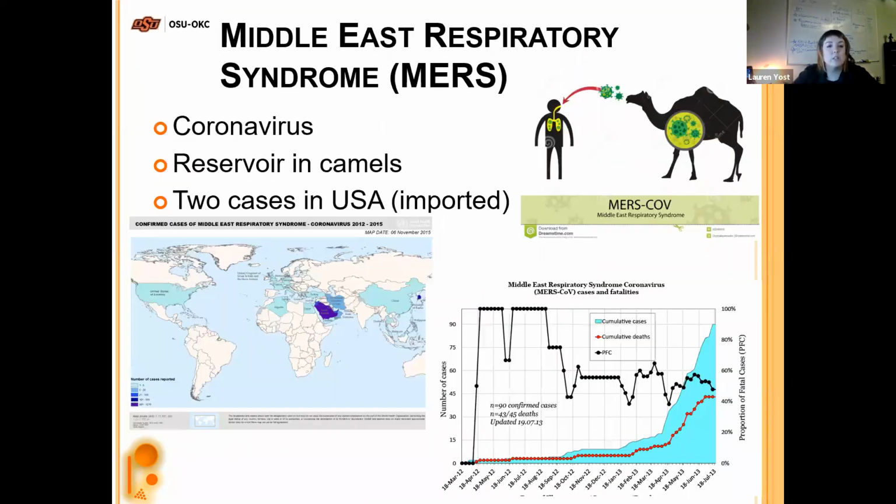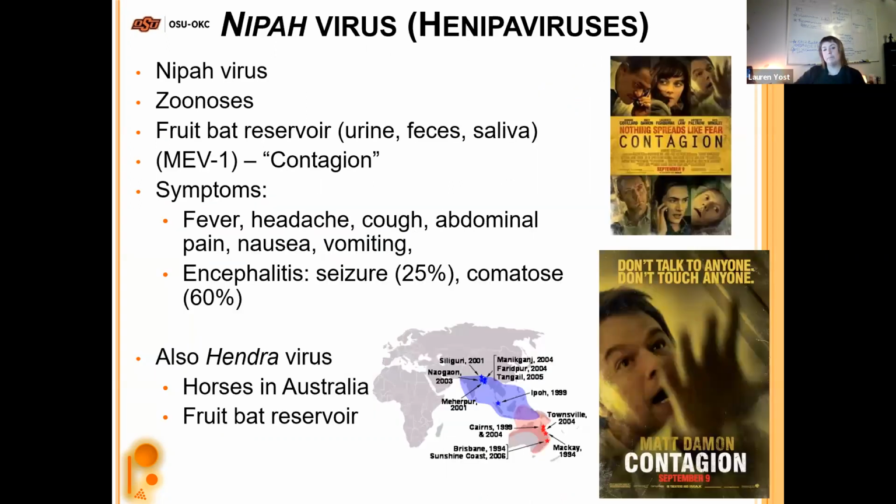Next, we have Middle East respiratory syndrome, also a coronavirus. This is in camels. We've only had 2 cases in the US, but they were imported. They got sick out in the Middle East and then brought it back to the US with them.